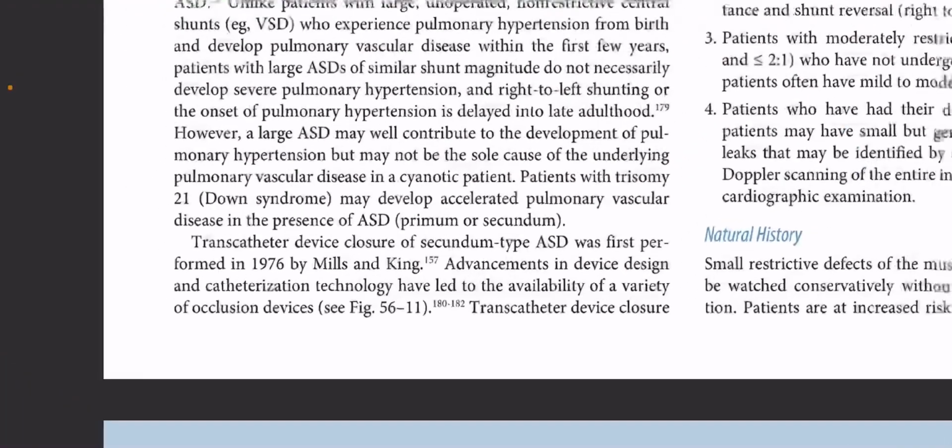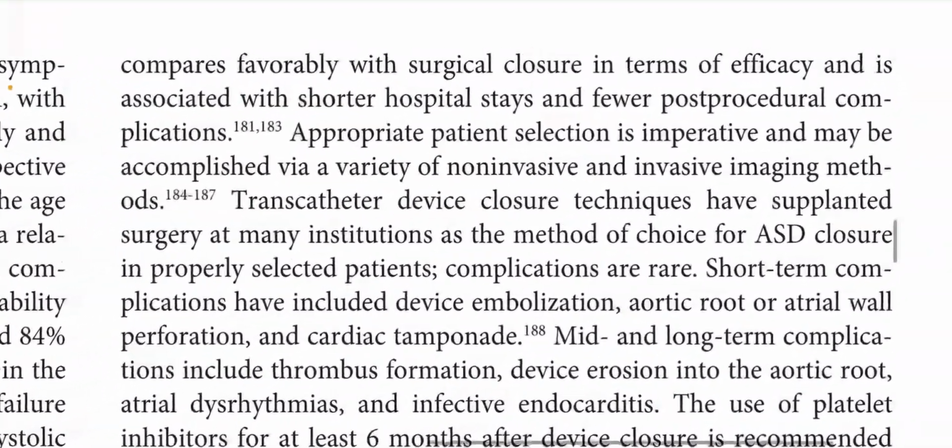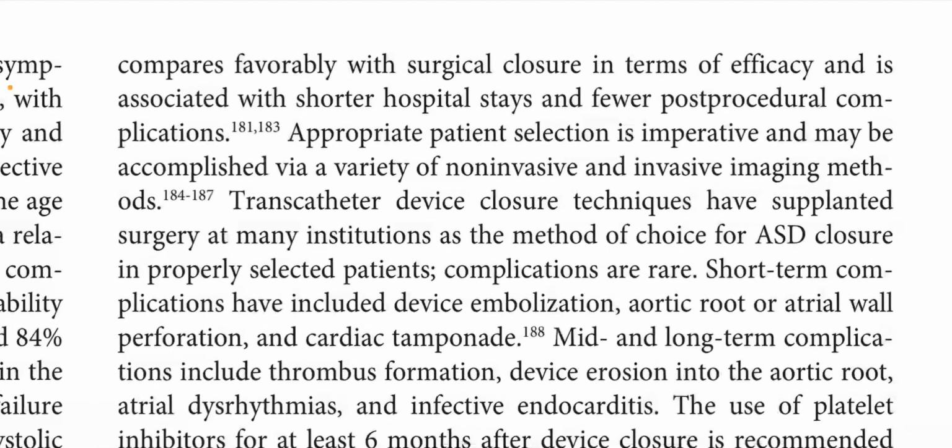Transcatheter device closure compares favorably with surgical closure in terms of efficacy and is associated with shorter hospital stays and fewer post-procedural complications. Appropriate patient selection is imperative and may be accomplished by a variety of non-invasive and invasive imaging methods. Transcatheter device closure techniques have supplanted surgery at many institutions as the method of choice for ASD closure in properly selected patients. Complications are rare.